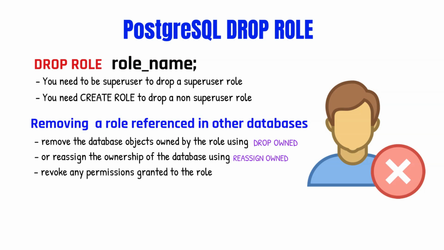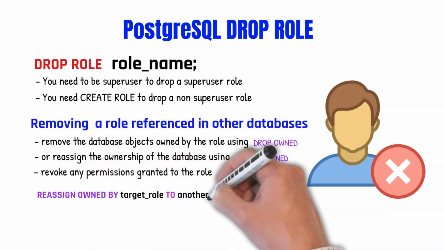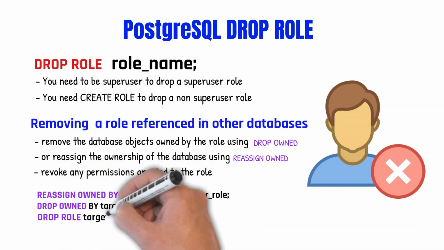So what the REASSIGN OWNED statement does is reassign ownership of the dependent objects of a target role to another role. Because the REASSIGN OWNED statement can only access objects in the current database, you need to execute this statement on each database that contains the target role. After transferring ownership of the objects to another role, you need to drop the remaining objects owned by the target role by executing the DROP OWNED statement in each database that contains the objects owned by the target role. So in other words, you need to execute the REASSIGN OWNED statement first, then DROP OWNED BY the role, and then you drop the role.